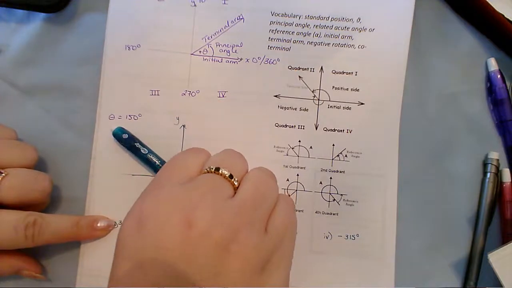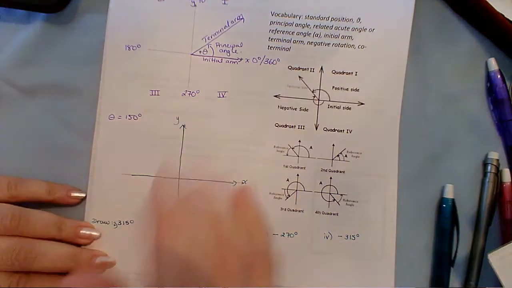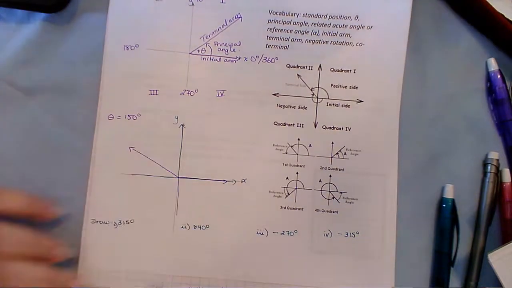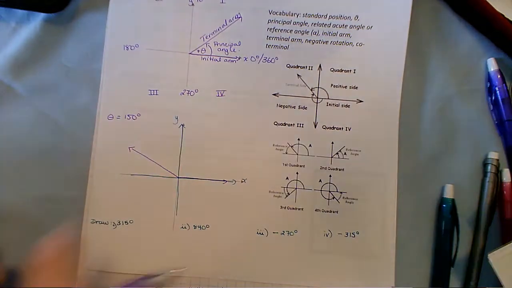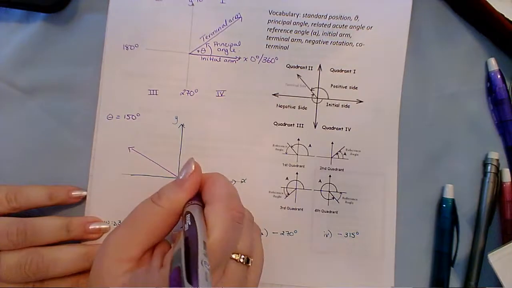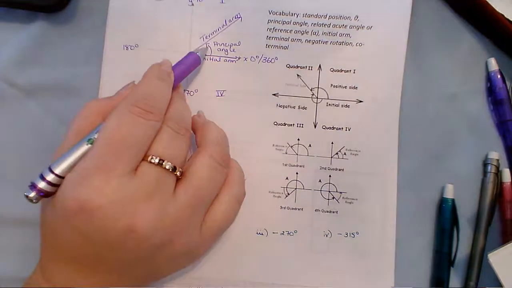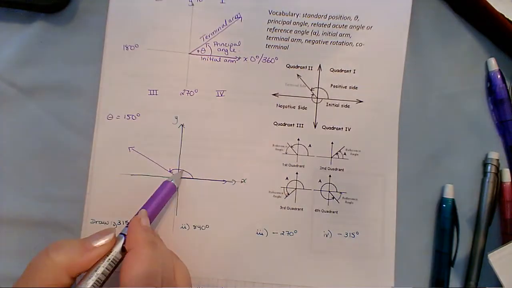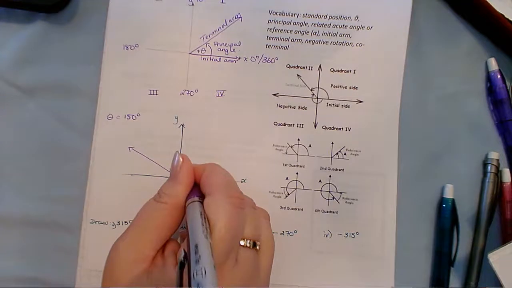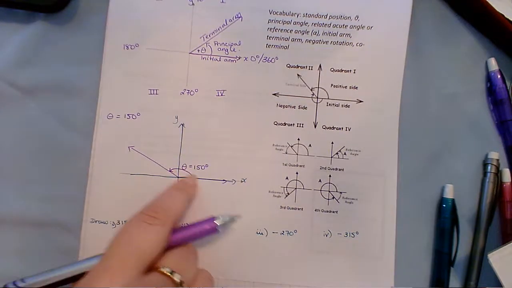So a bit above 180 would put, so there was the initial arm. Our final arm would end up somewhere over there. You don't have to label initial and terminal. We already know what they are. But you would show the rotation with this arrow, just like I showed you up here. The direction of the amount that you've rotated, that's your theta. So that's 150 degrees. But notice, that's your principal angle, remember.